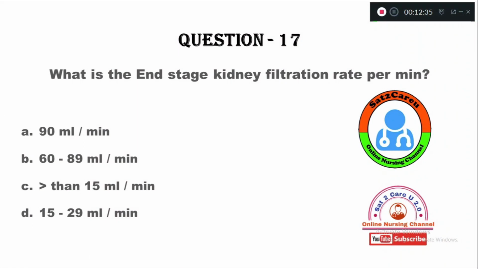Question number 17. What is the end stage kidney filtration rate per minute? Option A, 90 ml per minute. Option B, 60 to 89 ml per minute. Option C, less than 15 ml per minute. Option D, 15 to 29 ml per minute. So it is not greater than, it is less than. The right answer here is less than 15 ml per minute.